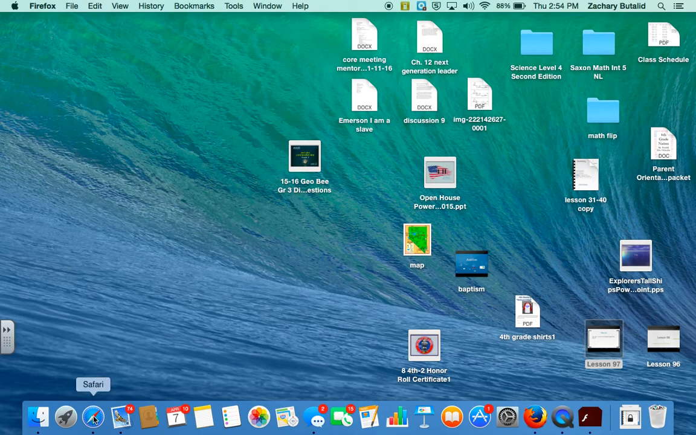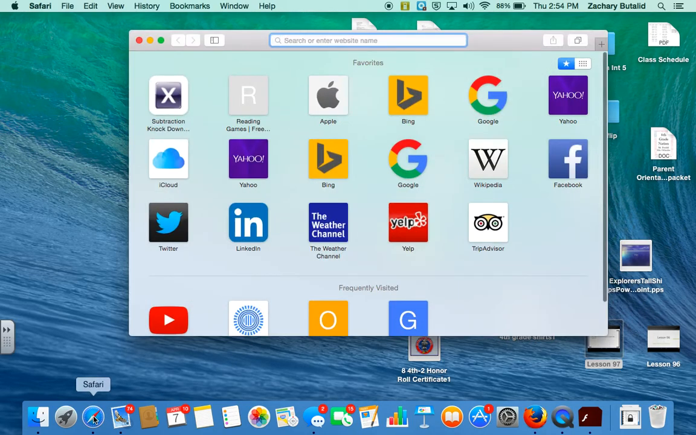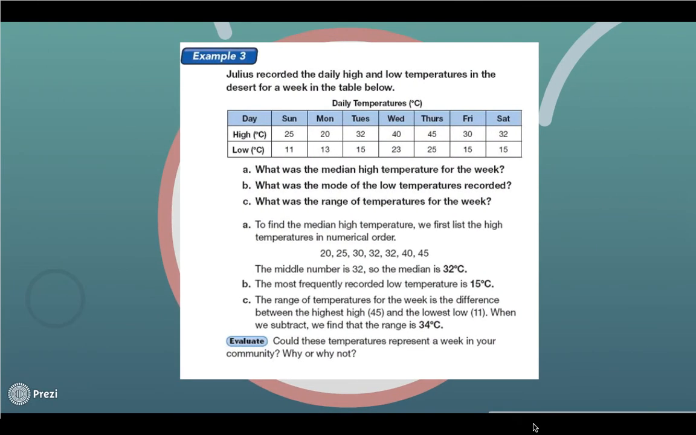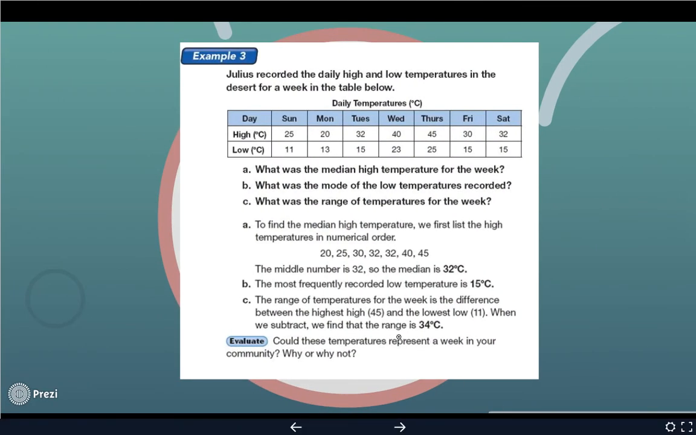What just happened? I'm so sorry, guys. Okay, let's go back. Okay, there you go. Next, we're going to go to the frequently recorded low temperature. Oh, I'm sorry. Gosh, see what happens when the computer messes me up.